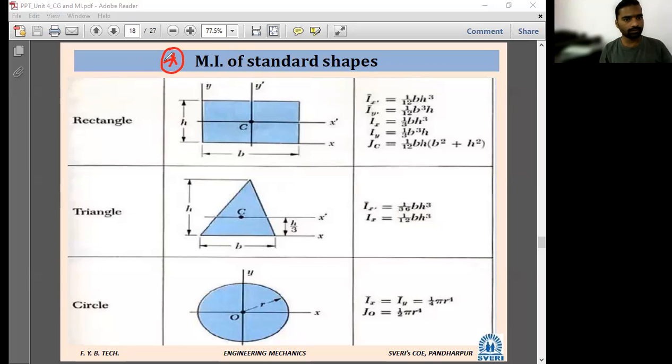Okay, first one, read on moment of inertia. For the standard shapes, this you have to remember. These are standard formulas. While solving, we will repeat them. First one, rectangle. Any doubt?